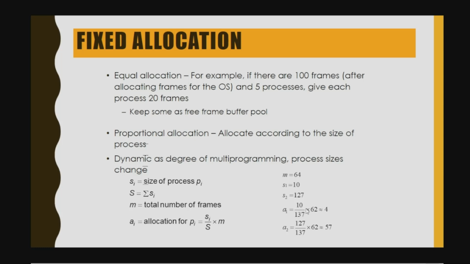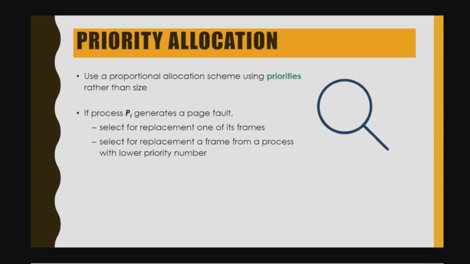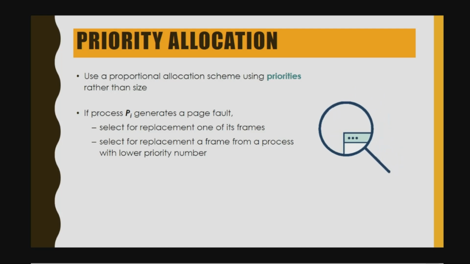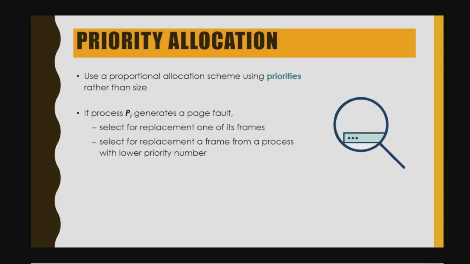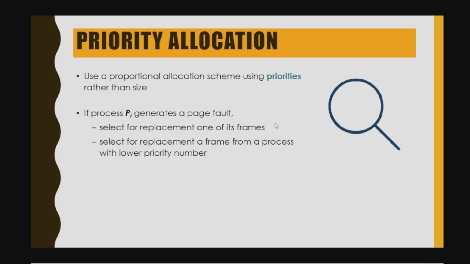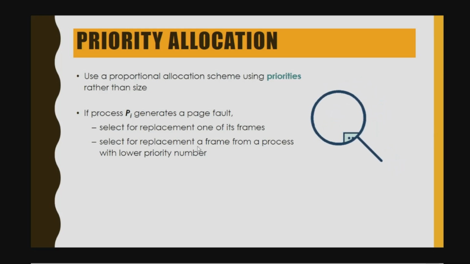Okay, time 64. Here is M, so M is 64 here. And then priority allocation: use the proportional allocation scheme using the priorities rather than the size. So this one refers to the priorities. If process Pi generates a page fault, select for replacement one of its frames, or select for replacement a frame from a process with a lower priority number.